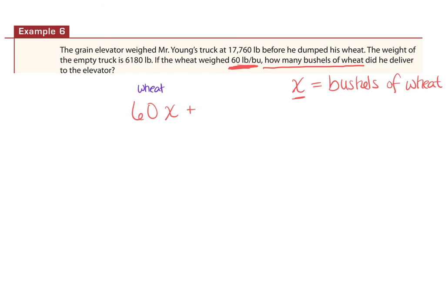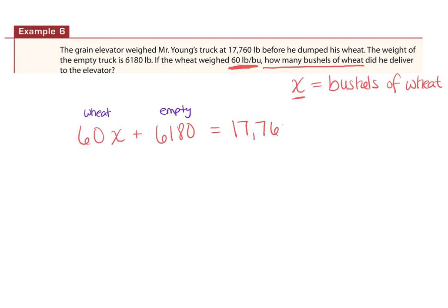So what was the weight of the truck? 17,760 pounds. The empty truck. Yeah, so you've given me the total. So what's the empty truck? 6,180. Right, so that is the empty truck. That's what I should have said. And when you add those together, you get the total weight of the truck and the wheat, which is what? 17,760. All right.